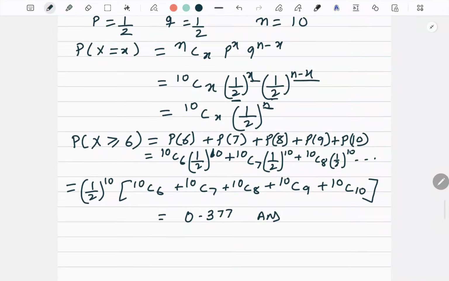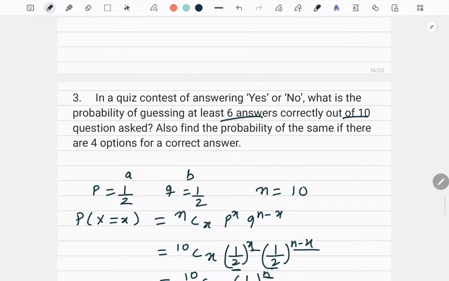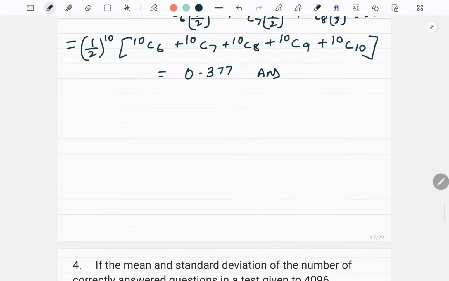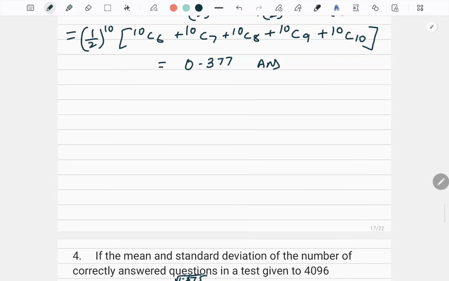Correct? Now, the second part of the question says, also find the probability for the same if there are 4 options. So, multiple choice: A, B, C, D. There are 4 options. How many will be correct? Only one will be correct, right? So, p will be equal to 1 by 4, 1 correct out of 4, and q will be equal to 3 by 4. Now, the same at least 6 you are doing. So, probability for x greater than or equal to 6 is probability of 6 plus 7 plus 8 plus 9 plus 10.